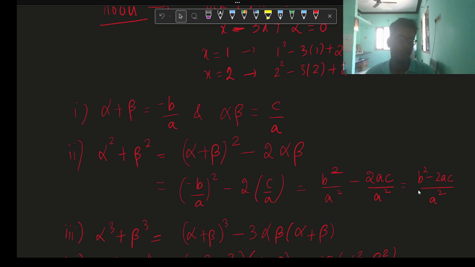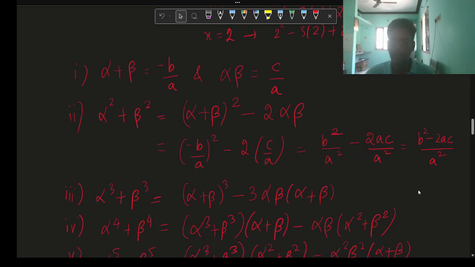And we can also expand this with respect to the coefficients: minus b by a the whole cube minus 3 c by a into minus b by a. In such a way, you could expand the same thing and proceed further. I just did it in order to find the pattern, and you can just substitute and get the relationship for this particular formula, and the same way in further results also.